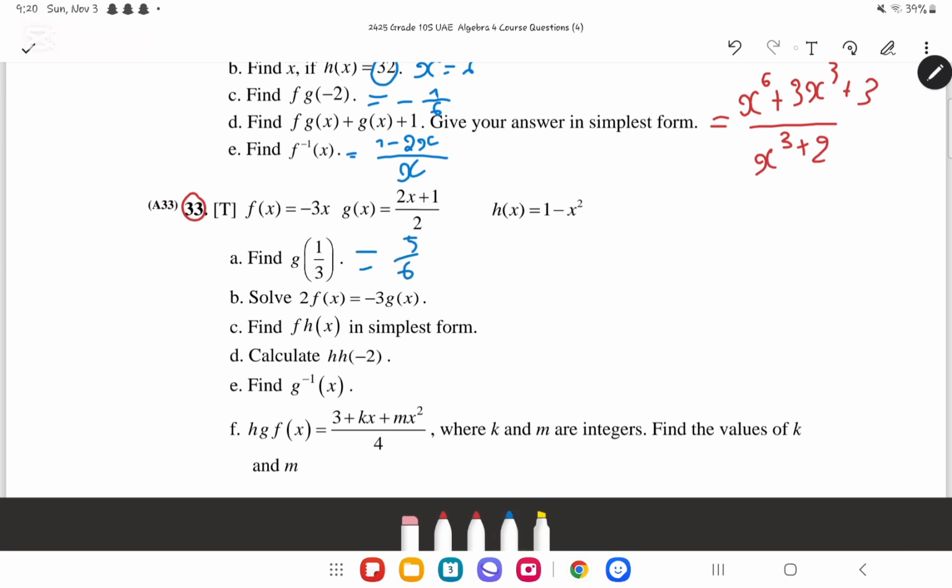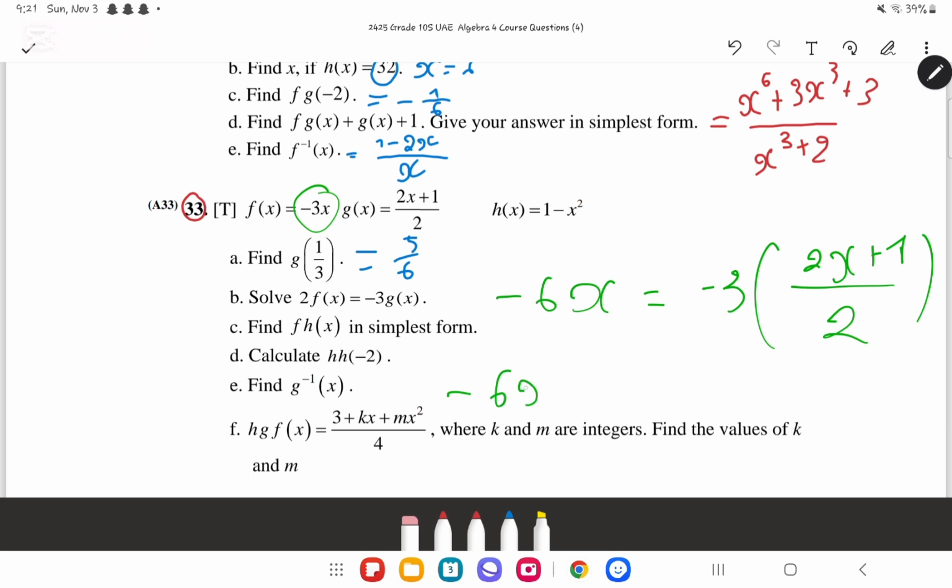Now part B. Solve f(x) is equal to minus 3 g(x). So very simply, multiply the whole function by 2. It becomes 2 times minus 3x, which is minus 6x, okay? So minus 6x is equal to, now minus 3. So we're going to multiply minus 3 by the whole function g(x). So it becomes minus 3 times 2x plus 1 over 2. So minus 6x is equal to minus 6x minus 3 over 2. Multiply the 2 over here.